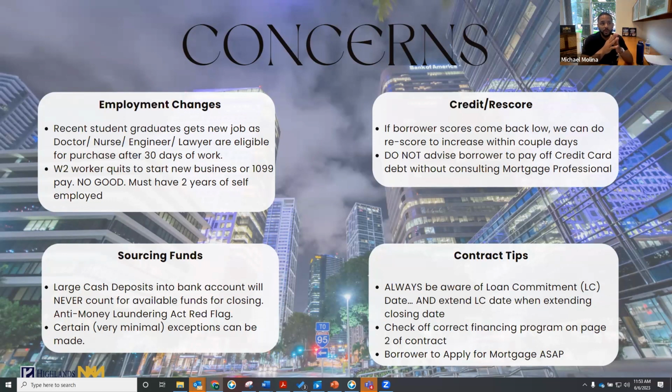One of the most important things I can tell you is, do not advise a borrower to pay off credit card debt, or any debt for that matter, without consulting your loan officer, because they're just guessing, and they may be wasting money for no reason, right? They may think, oh, my DTI is too high, or my credit's too low. Or they know for sure that if they pay down this credit card their score is going to increase, and it may be a completely different credit card that needs to be paid off, or an installment. So if they're thinking about doing that, tell them to wait, have somebody run their credit and see what actually needs to be paid off, and hold off on it.